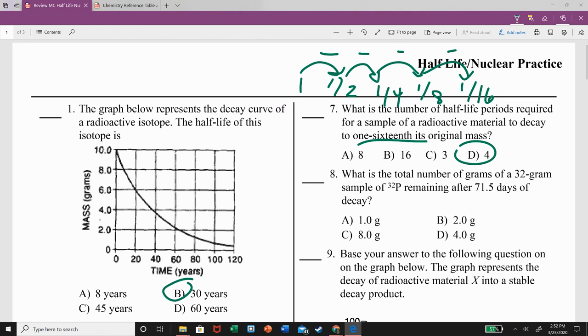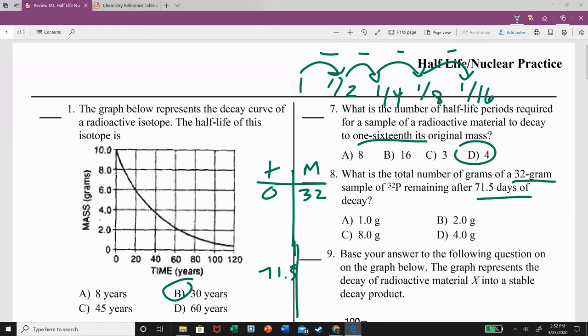Okay, so question number 8. What is the total number of grams of a 32-gram sample of phosphorus remaining after 71.5 days of decay? Okay, so I'm going to set up a chart. Time and mass. The time always starts at 0, and then I'm starting with 32 grams. I don't know the ending amount, and I know my end time is 71.5, so I'm just going to put 71.5 down here.